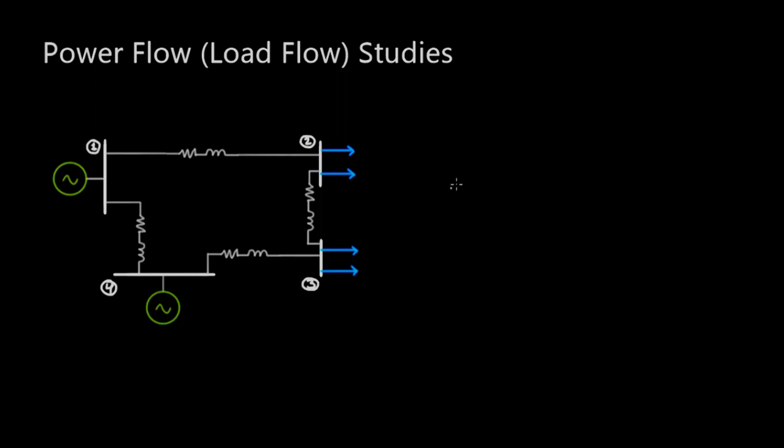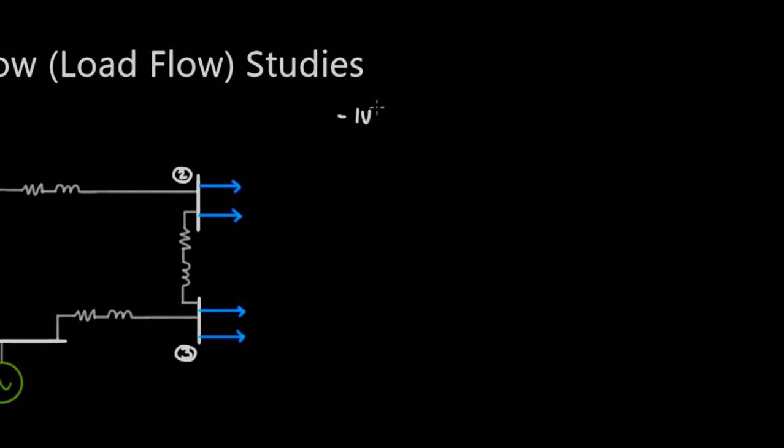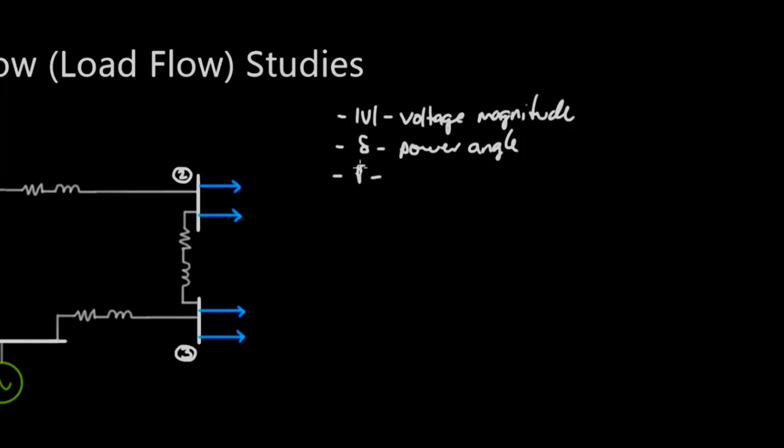And so in each bus we're going to find four quantities, which are going to be the voltage magnitude V, the power angle delta, the real power P, and the reactive power Q.